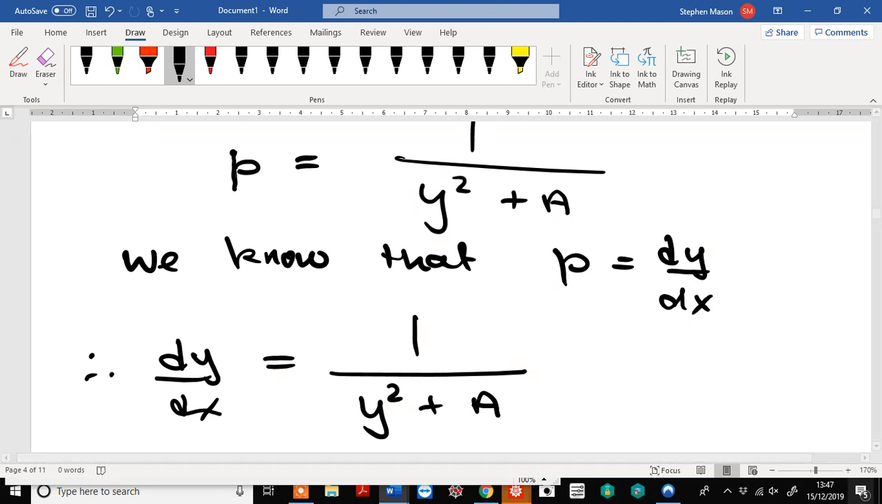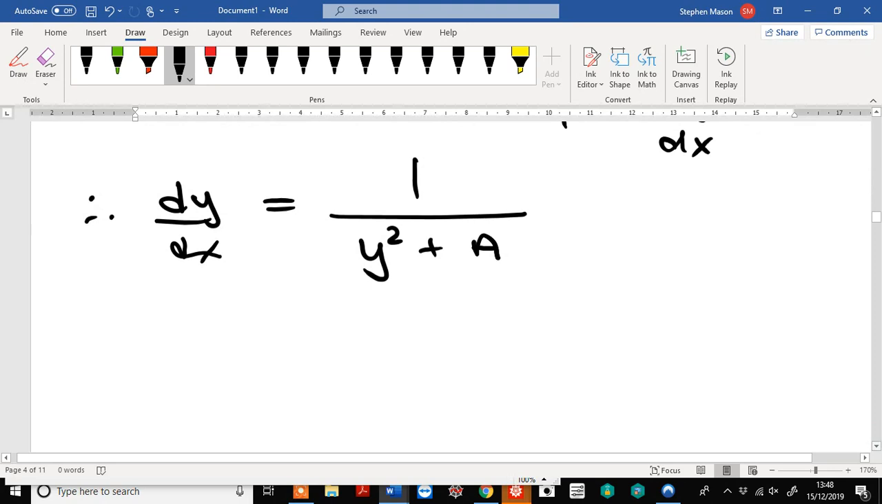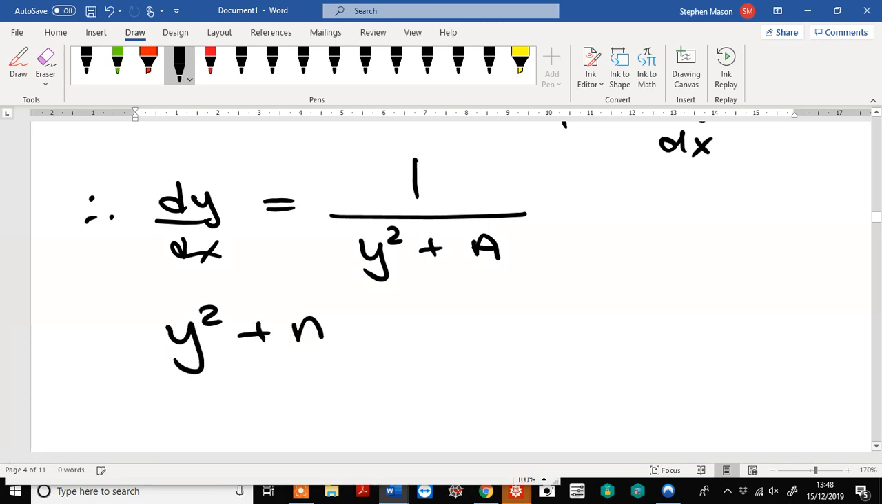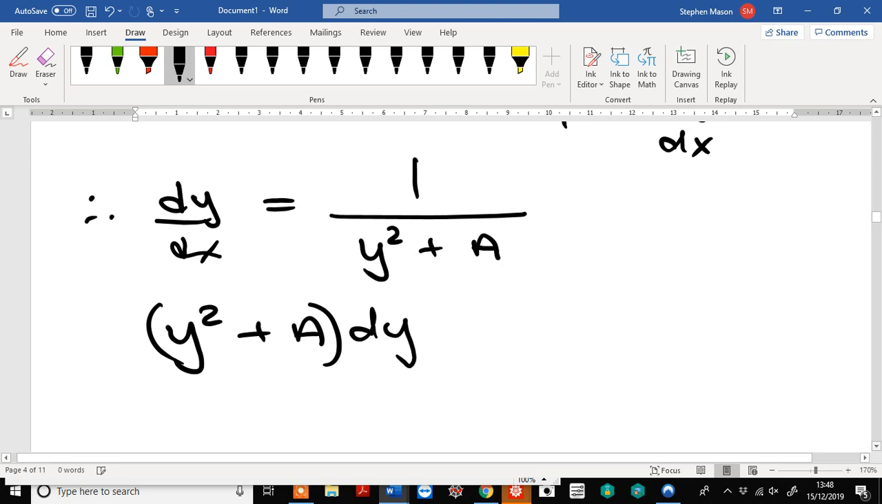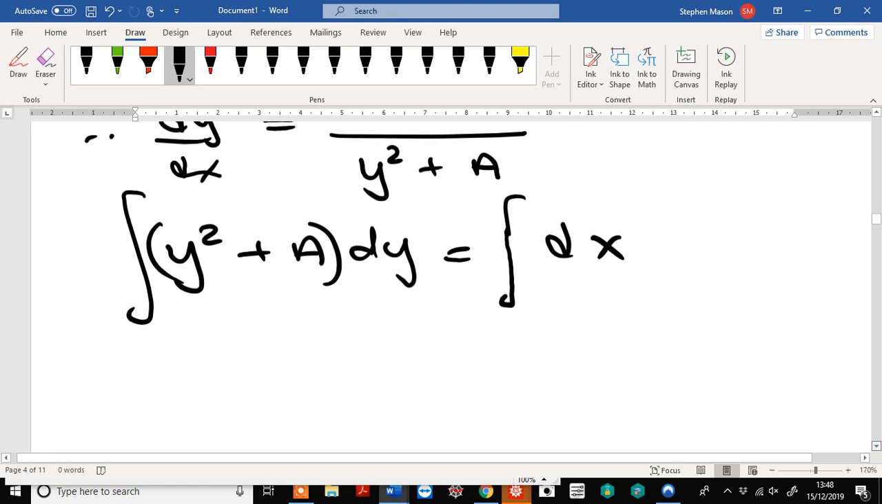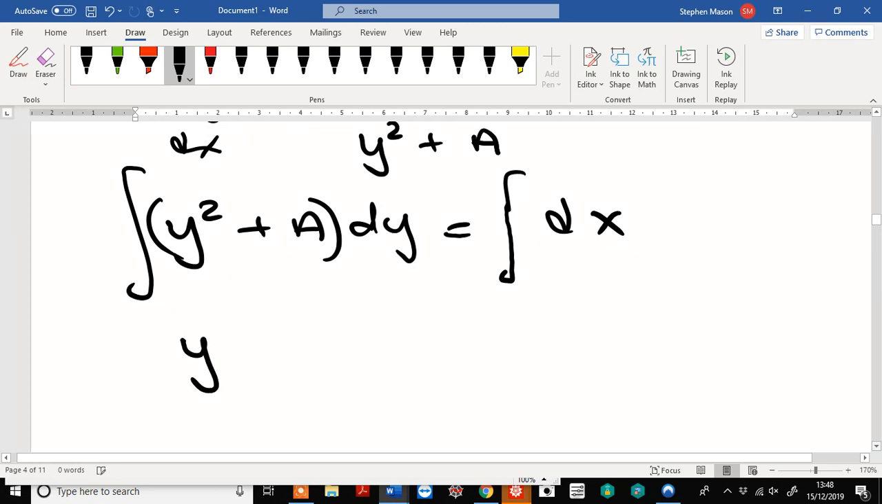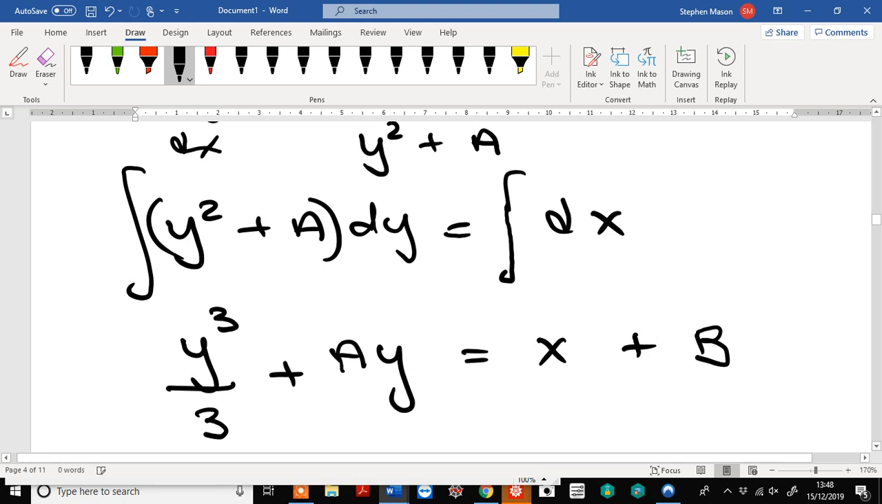Now all you need to do with this is separate the variables. So if we multiply both sides by y squared plus a, and also multiply both sides by dx, we get this. And of course we're not putting limits in. So now we can just integrate this straight away, and you get y cubed over 3 plus a y equals x plus another constant of integration, b.